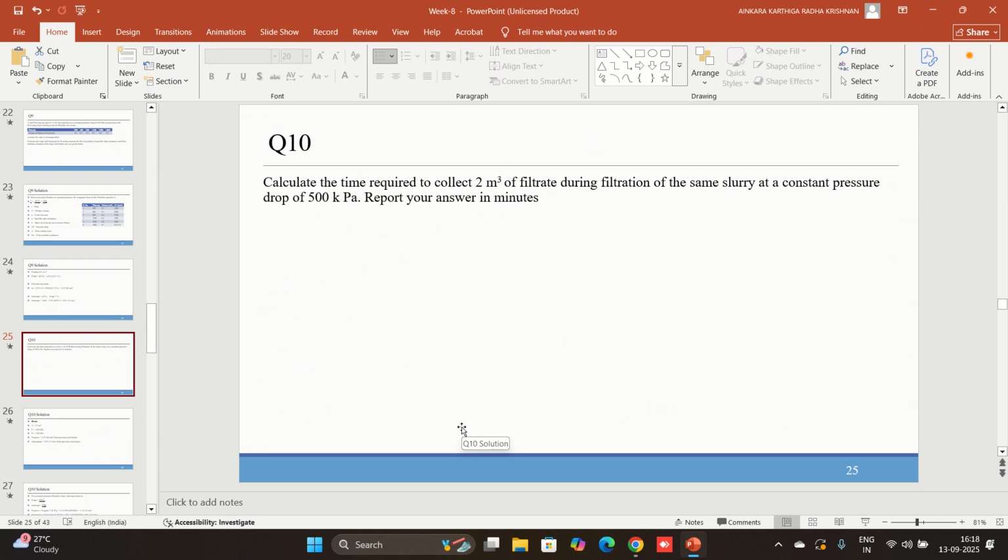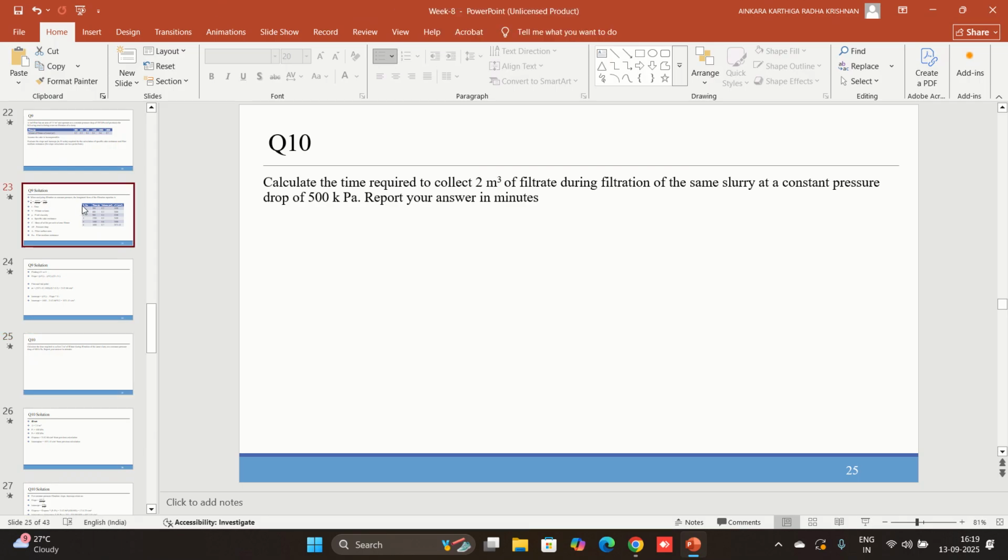In question 10, what are we asked? A similar problem to the last problem. Calculate the time required to collect 2 meter cube of the filtrate during filtration of the same slurry at a constant pressure drop of 500 kilopascal. In the previous question, the pressure drop was 400 kilopascal. In this question, the new condition is 500 kilopascal.